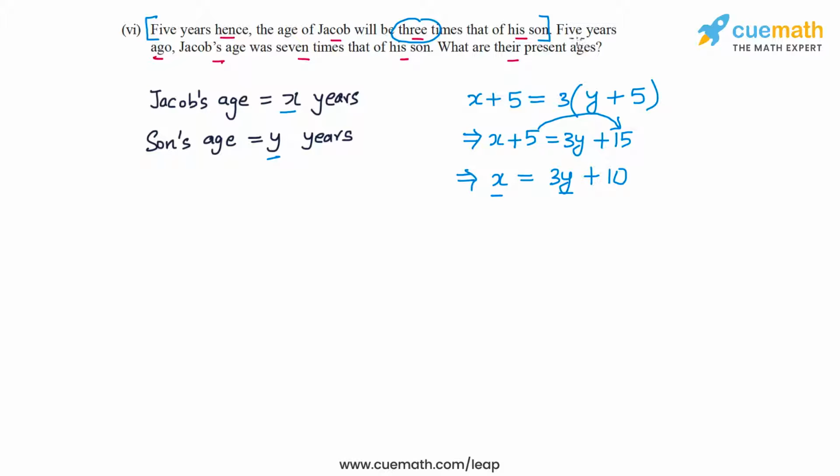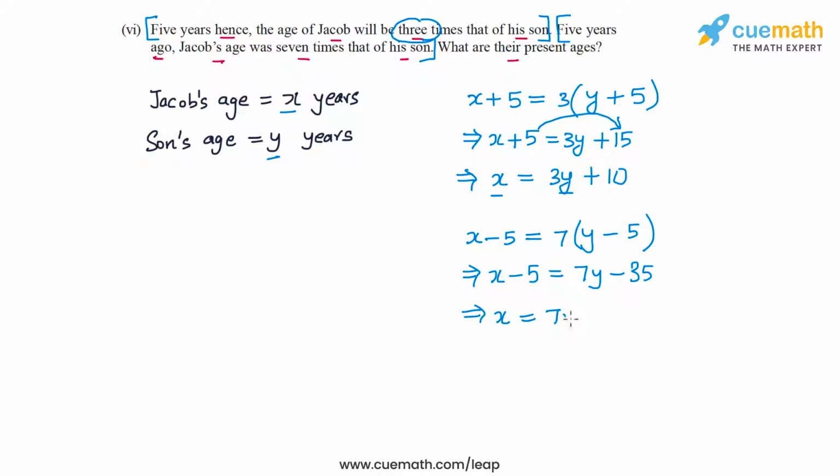Now the second piece of information is that 5 years ago Jacob's age was 7 times that of his son. So 5 years ago Jacob's age would have been x minus 5 and his son's age would have been y minus 5, and Jacob's age was 7 times his son's age. So x minus 5 should be equal to 7 times y minus 5. So this gives us our second equation in x and y. Let's write it in the standard form. So we have x minus 5 is equal to 7y minus 35, or x is equal to 7y minus 30. So I've taken this 5 and added it on the right side. So the two equations we get are x equal to 3y plus 10 and x equal to 7y minus 30.